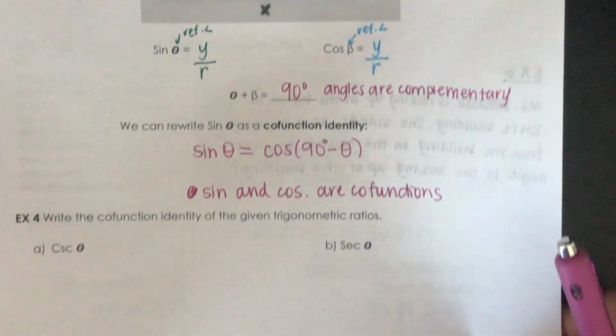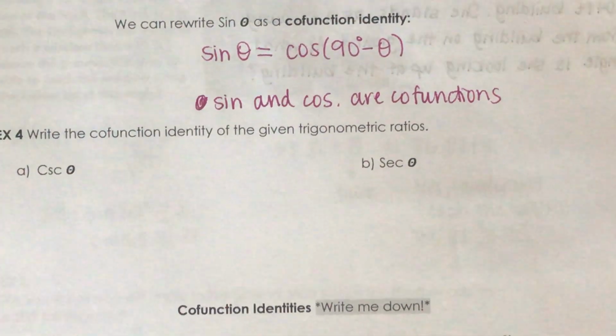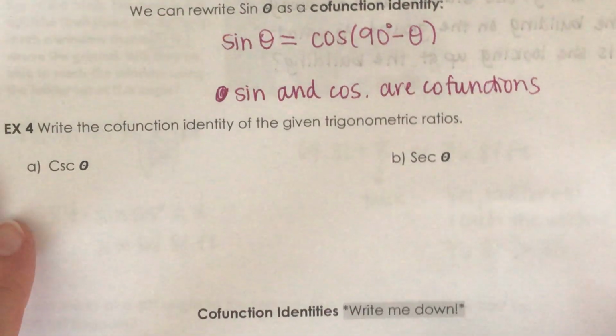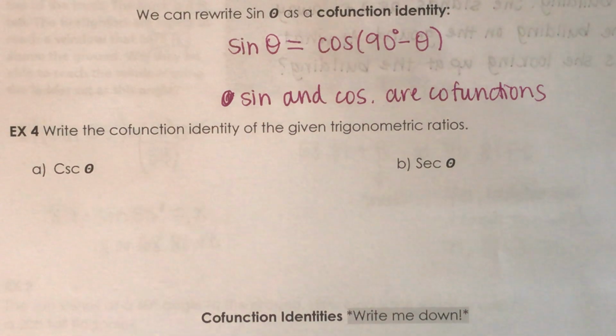Okay, so now we're going to try a couple examples. We're going to write the cofunction identity if we were given a trig ratio. We're going to use that same picture up top.